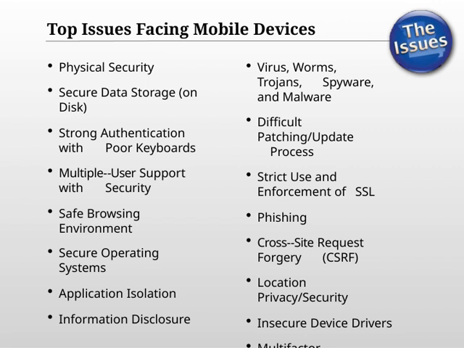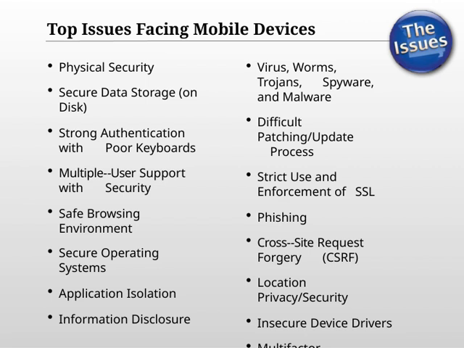Application isolation is key here. It prevents malicious apps from affecting others or accessing data they shouldn't. Information disclosure remains a significant threat, with malware such as viruses, worms, trojans, spyware, and other malicious software constantly evolving. One of the ongoing challenges is the patching and updating process, which can be difficult to execute promptly on mobile devices, leaving vulnerabilities open longer than they should be.